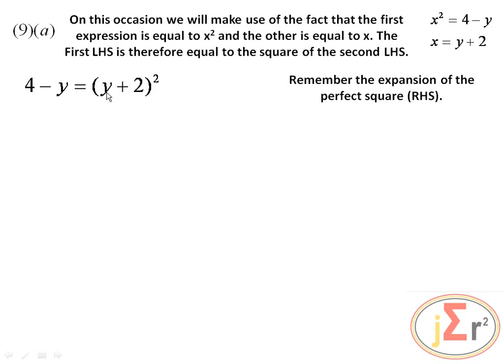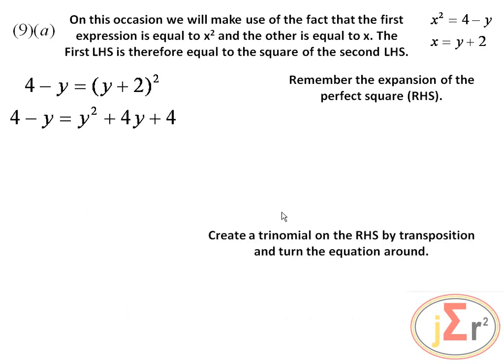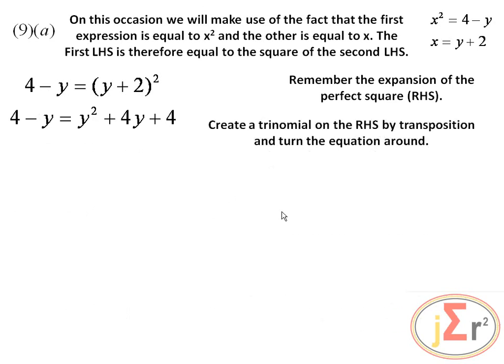2 times y times 2 is 4y, and then we have the square of the other term. So square y, y squared. 2 times y times 2, 4y. Squared 2, we get 4. So we have y squared plus 4y plus 4. And of course we have 4 minus y on the left hand side.